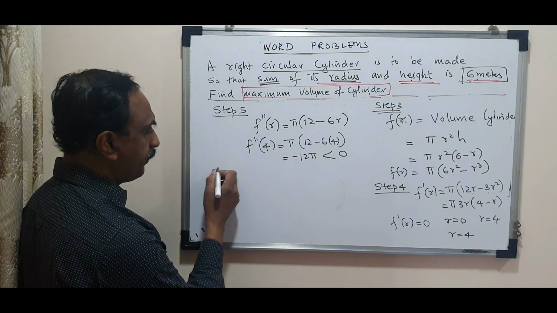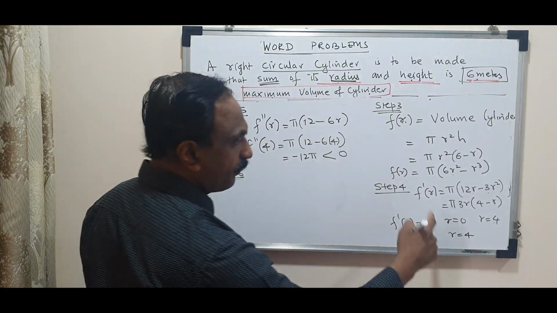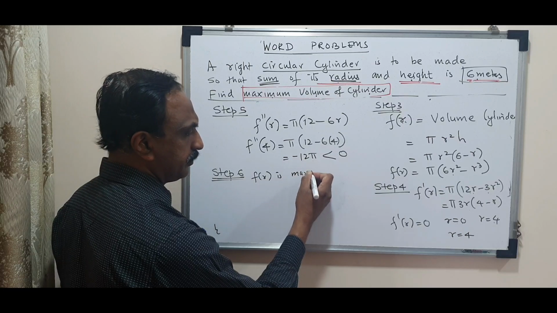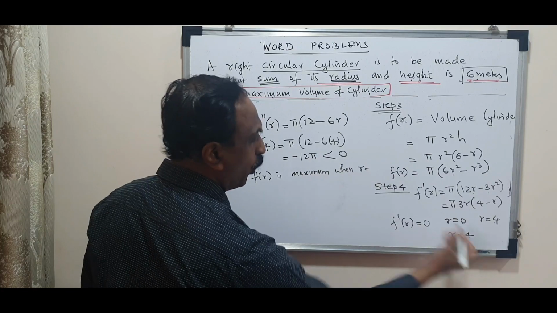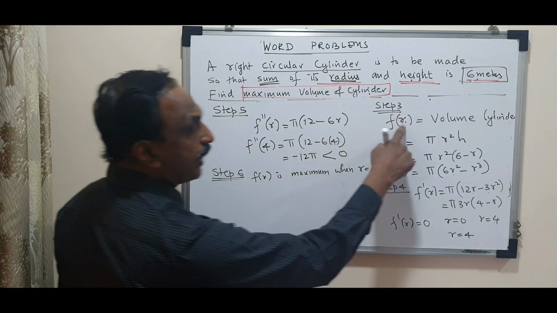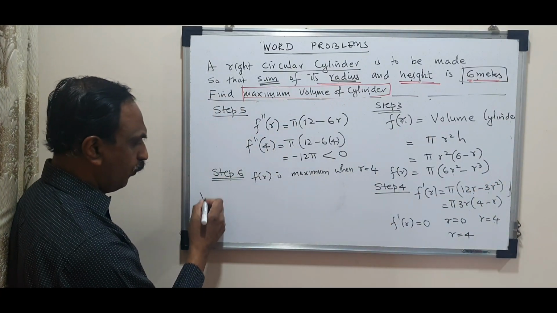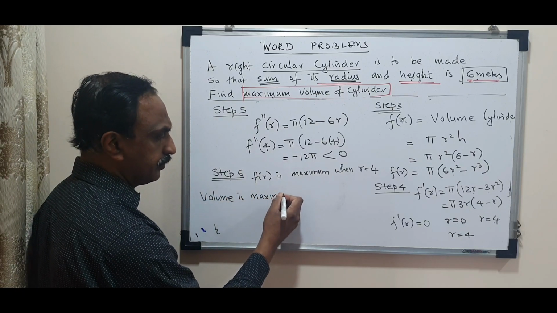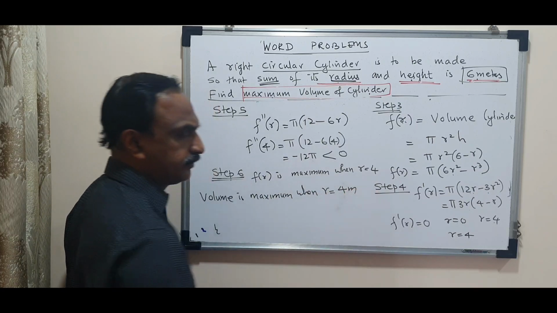So conclusion, step number 6 is my conclusion. What is the conclusion? The function f of r is maximum when r is equal to 4. So now let me convert this into words. What does f of r stand for? Volume of the cylinder. What does r stand for? Radius. So volume is maximum when radius is 4 meters.